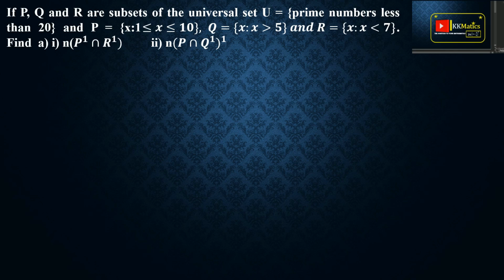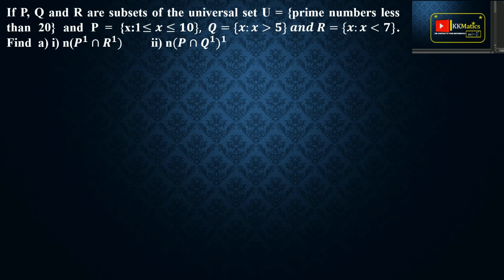So the question tells us that if P, Q and R are subsets of the universal set U, where U is equal to prime numbers less than 20, and P is equal to the set where x is greater than or equal to 1 and less than or equal to 10. Yes, that's how we pronounce it.